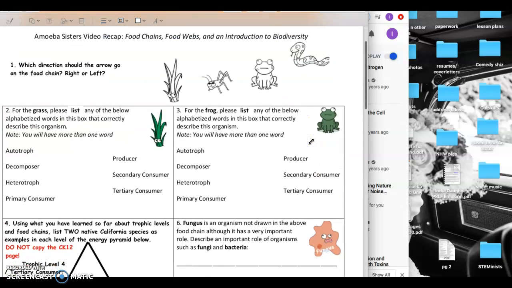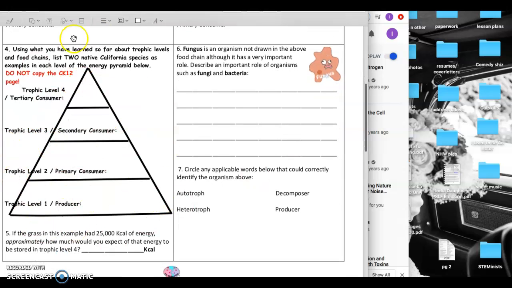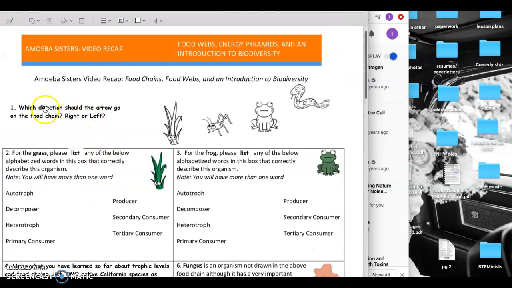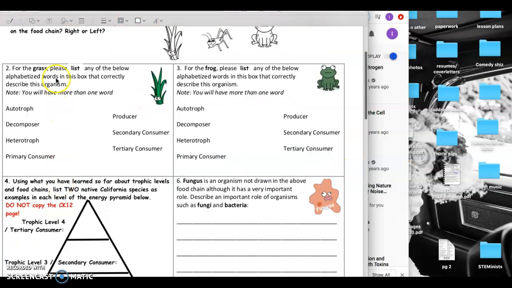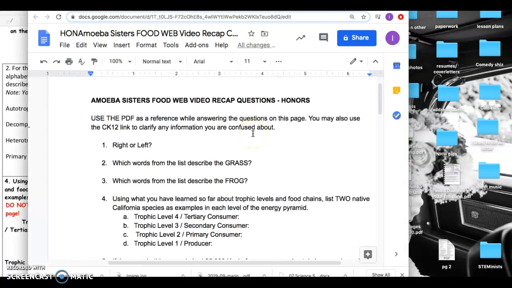So here's our PDF with all the questions that we need, and I sort of edited this over here because I wanted one of the questions to be more specific to us. So you're going to walk through this, and it'll say things like, for the grass, list any of the below alphabetized words in this box. You're not going to be able to edit this PDF. What you're going to do instead is I'm going to give you a Google Doc.